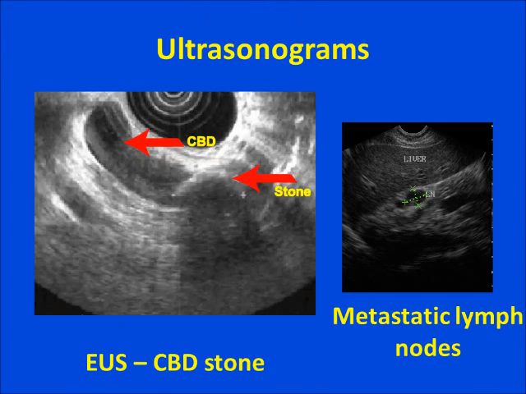Transabdominal ultrasound is the first basic investigation in a jaundice patient, especially a patient with surgical obstructive jaundice. Endoscopic ultrasound gives a better sensitivity and details, and this particular picture shows an endoscopic ultrasound which shows a CBD stone at its lower end with a dilated common bile duct. At the same time, the ultrasound is useful to delineate the liver parenchyma and the lymph nodes around the liver in the porta hepatis, and the second picture shows the metastatic lymph nodes in the porta hepatis.